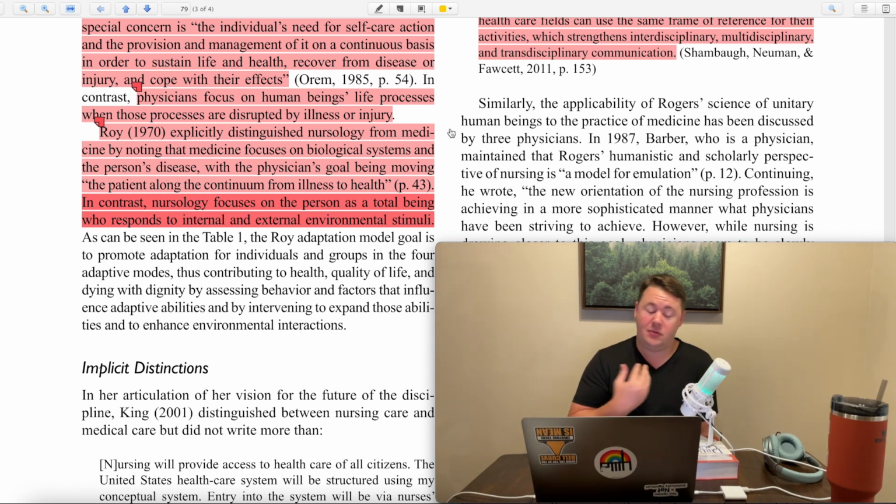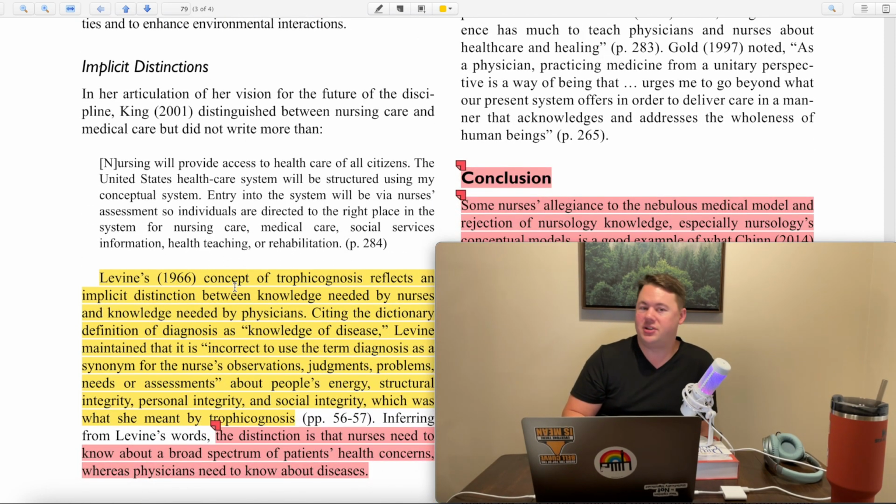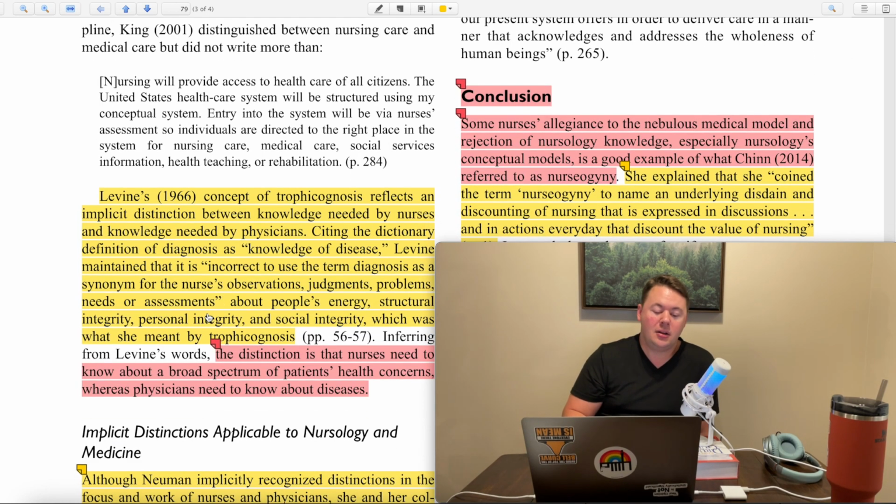And I have a very great respect for Roy's work because I think she's done the most to influence conceptual models of nursing in a way that's meaningful. And Jackie has done a lot of that work herself to promote Roy's model in nursing science. Under implicit distinctions between nursology and medicine, she writes, Levine's 1966 concept of trophicognosis, which I absolutely despise, she didn't write that, I'm saying that, quote, reflects an implicit distinction between knowledge needed by nurses and knowledge needed by physicians.